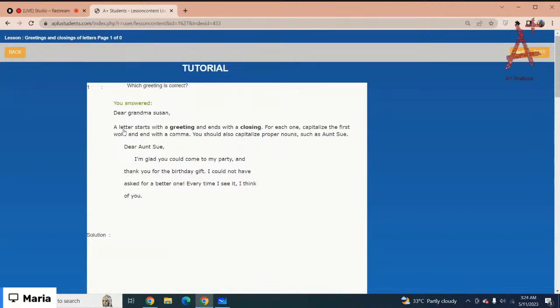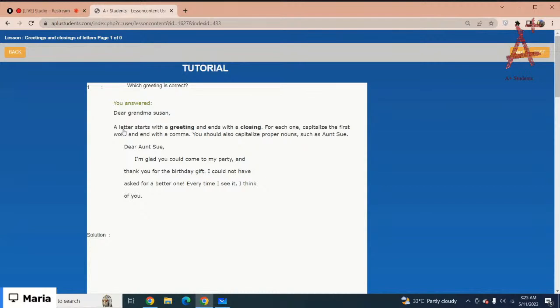When you start the letter, you start with the greeting, and when you end, it would be the closing. For each one, capitalize the first word and end with a comma. You should also capitalize proper nouns such as Aunt Sue. Proper nouns must be capitalized. Like you can see in this letter, Dear Aunt Sue. Basically, Dear Aunt Sue is the greeting of the letter.